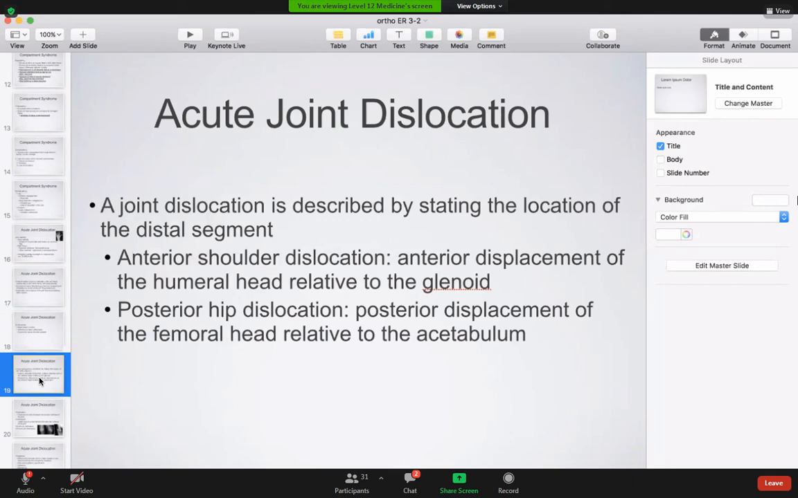And usually when you describe a dislocated joint, you should describe the distal part in relation to the proximal part. Anterior shoulder dislocation is anterior displacement of the humeral head relative to the glenoid. Posterior hip dislocation is posterior displacement of the femoral head relative to the acetabulum.